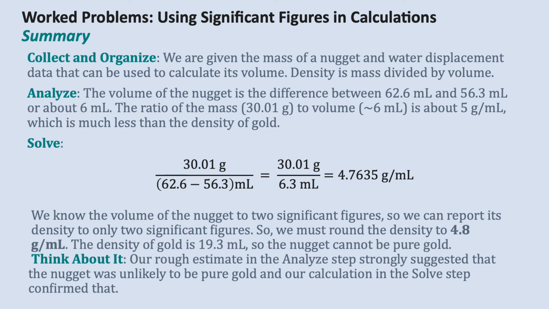So we had the mass and we had water displacement data that let us calculate volume. Then we could calculate density because density is mass divided by volume. We used an estimate to figure out before going in that this was not going to be gold and that when we got an answer, it should be close to 5. Our actual answer did come out close to 5. And then we applied significant figure propagation rules to determine that our final answer should have 2 sig figs.